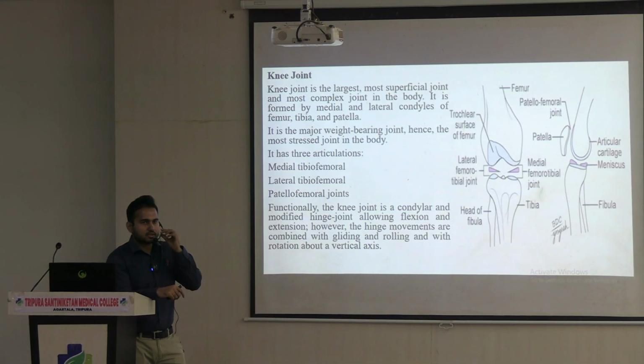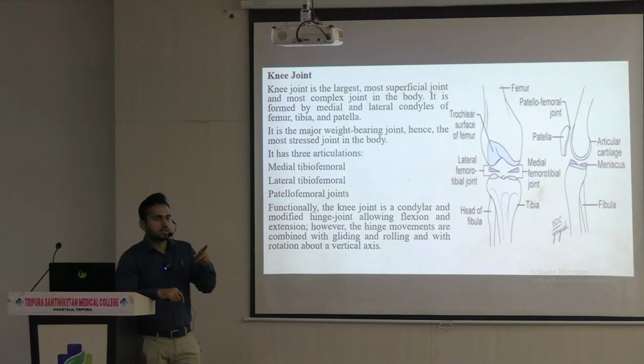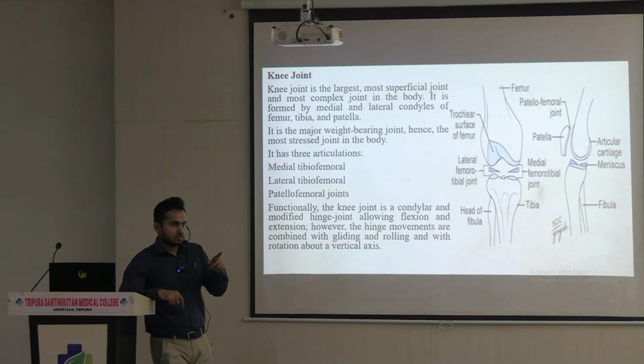You have to include the bursa also. Before relations, you can include the bursa. After that, go to the relations. Then nerve supply, blood supply. After that, stability of the joint. Why is stability important? Because in the lower limb, for the important joints, you have to mention the stability.